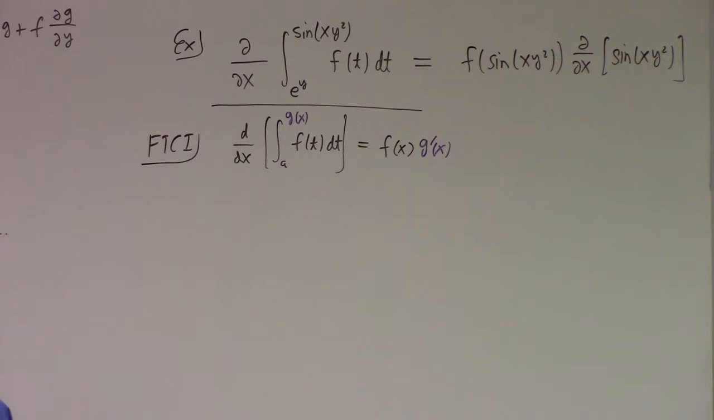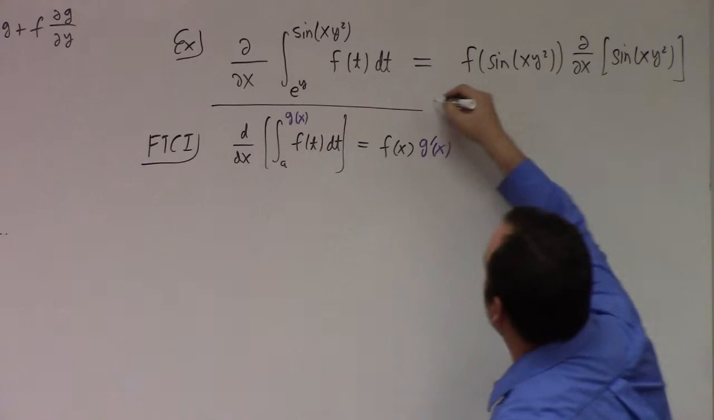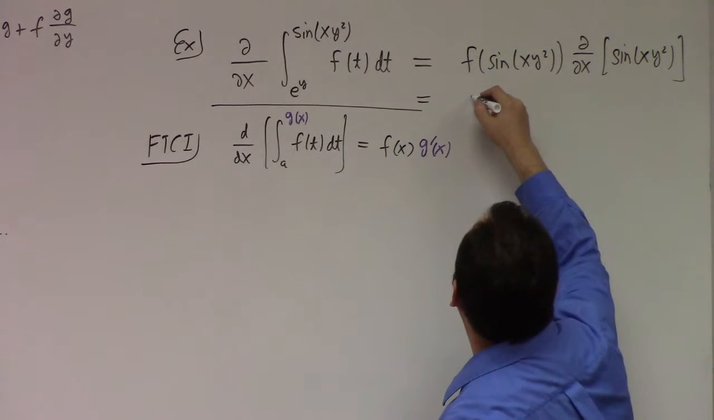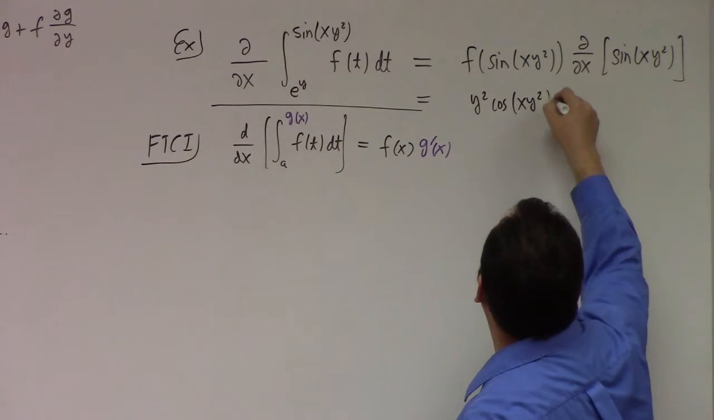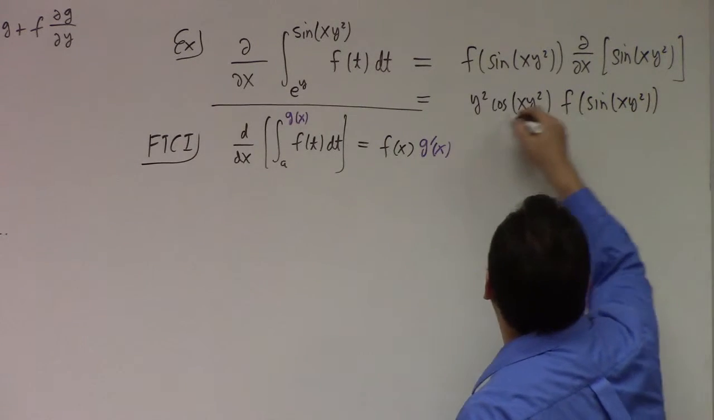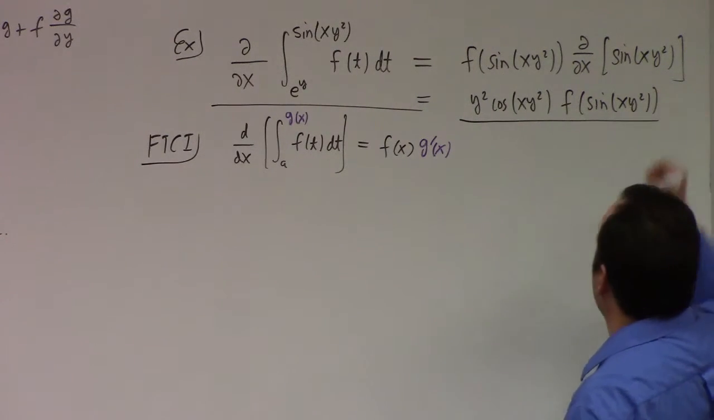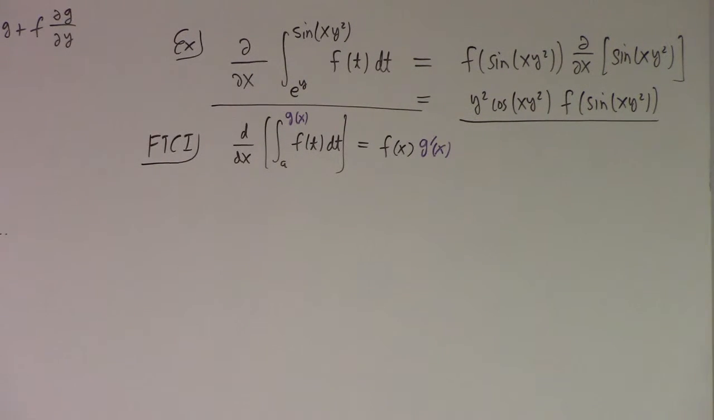No x dependence. So yeah. Now what's this work out to though? It looks to me like y squared cosine of xy squared times f of the sine of xy squared is the answer. And what I did there was to differentiate the sine, I used the chain rule again. But what's the derivative of the inside function there? Partial derivative of xy squared with respect to x is just y squared, right? That's where the y squared came from.